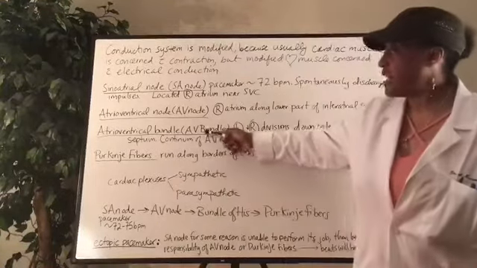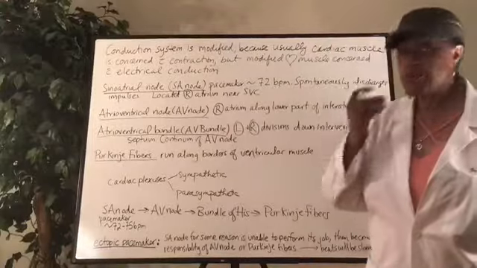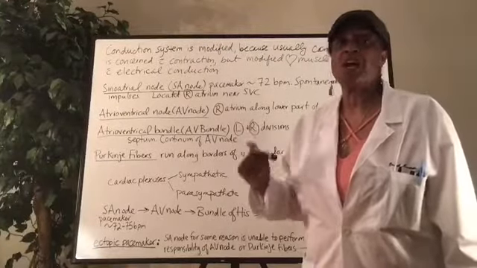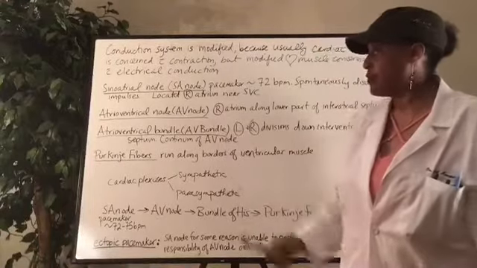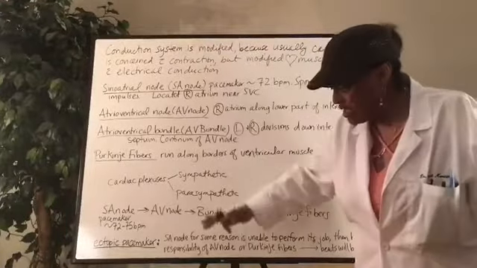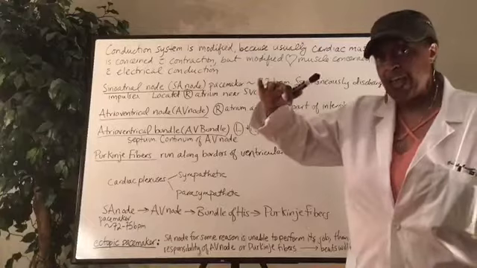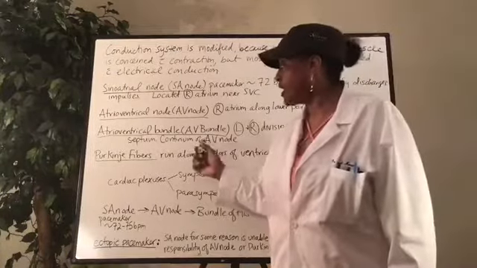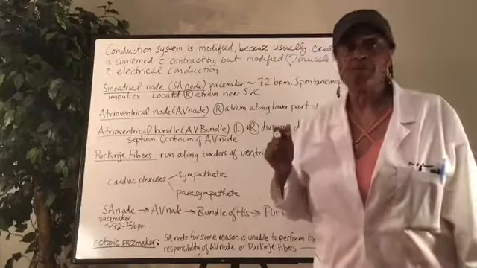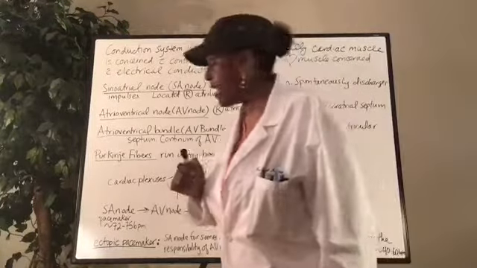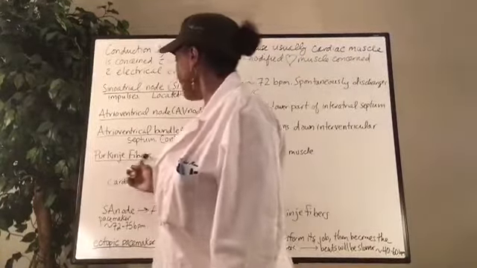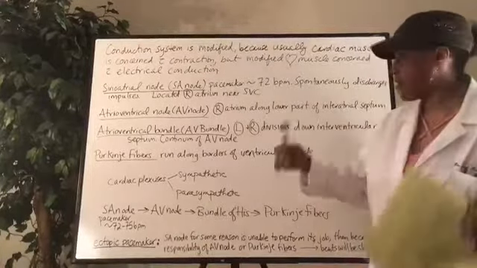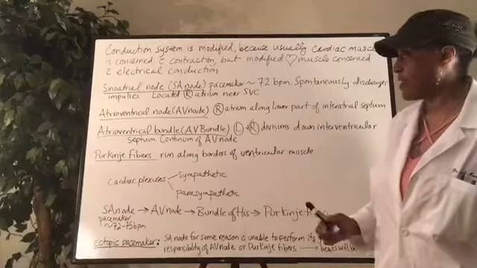I need you to understand that this AV bundle, or bundle of His, is a continuum. It's a continuation of the AV node. This is a continuation pushed down from the atria now into the ventricles. Purkinje fibers run along the outer borders of the ventricular muscle.